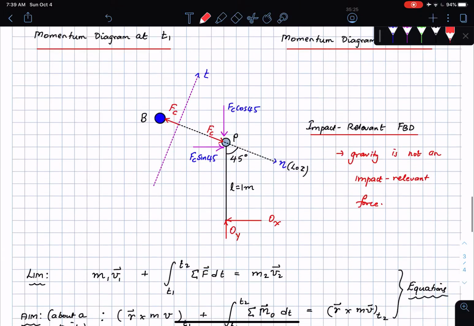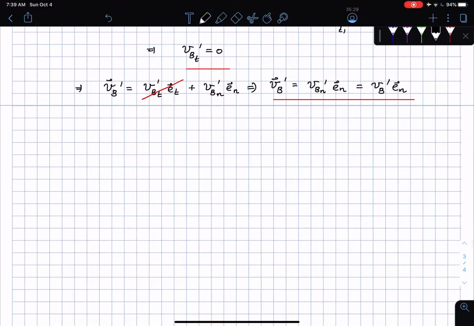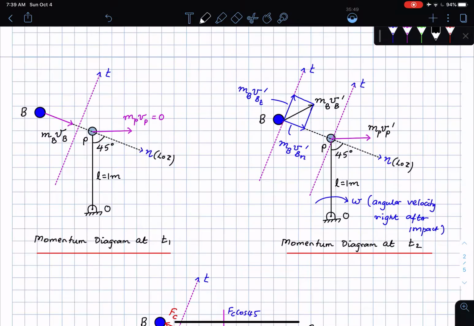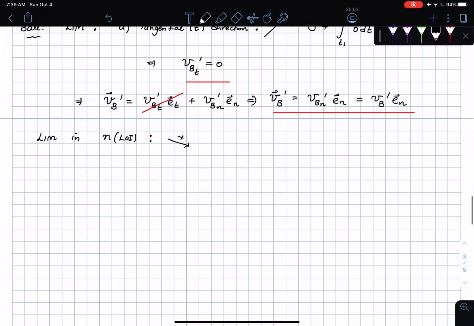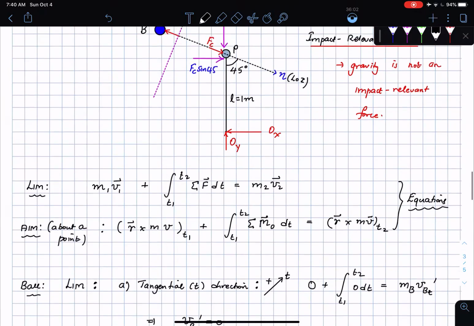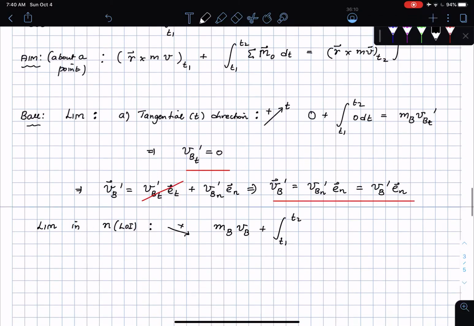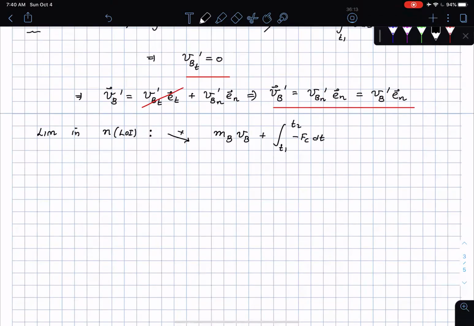Now I move on to the linear impulse momentum in the normal, or line of impact, direction. My line of impact direction was positive this way, so I always have to choose a positive direction to start the problem. Looking at the ball, there is mB vB pointing along the positive normal direction. So this is mB vB plus the integral from T1 to T2 of the forces in the impact relevant free body diagram for the ball. FC acts in the normal direction, but it's pointing in the negative normal direction, so this is minus FC dt. And that's about it.